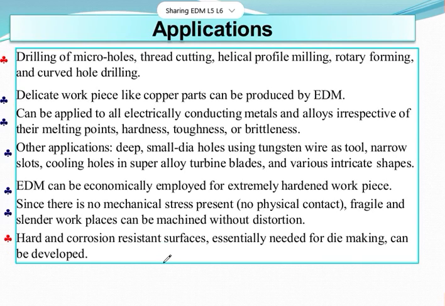Now let's have a look at the applications. Basically, it is used for drilling of micro holes, thread cutting, helical profile milling, rotary forming, and curved hole drilling. Delicate workpieces like copper parts can be produced by EDM. It can be applied to all electrically conductive materials and alloys irrespective of their melting point, hardness, toughness, or brittleness. Other applications are deep small die holing using tungsten wire as tool, narrow slots, cooling holes in superalloy turbine blades, and various intricate shapes can also be produced.